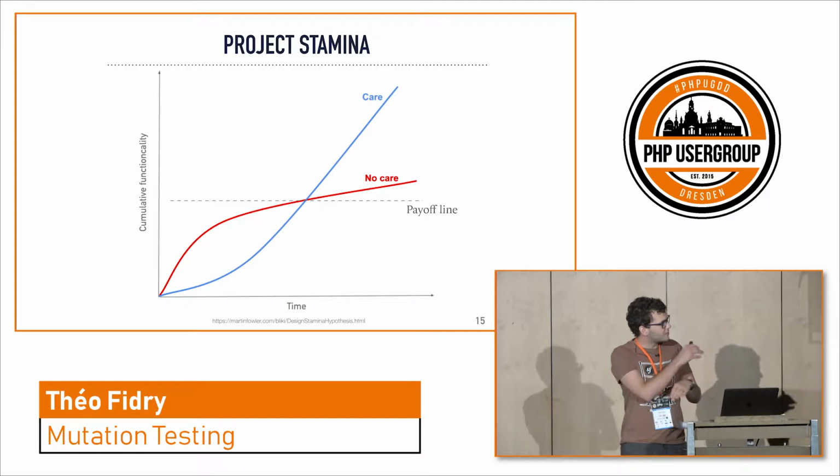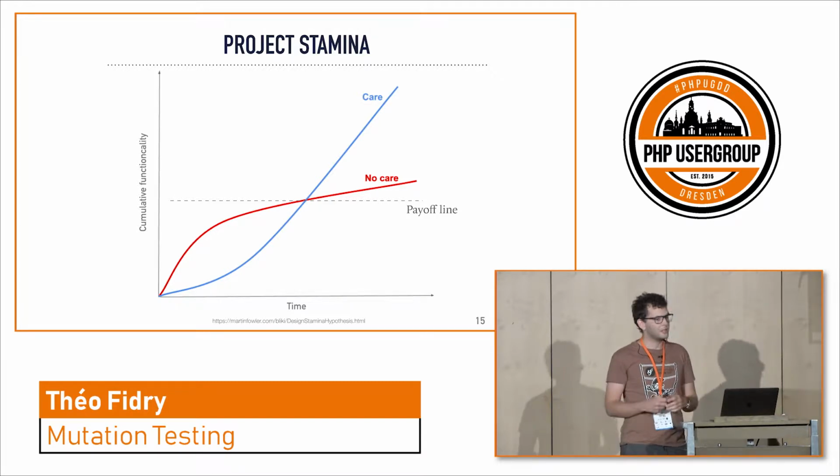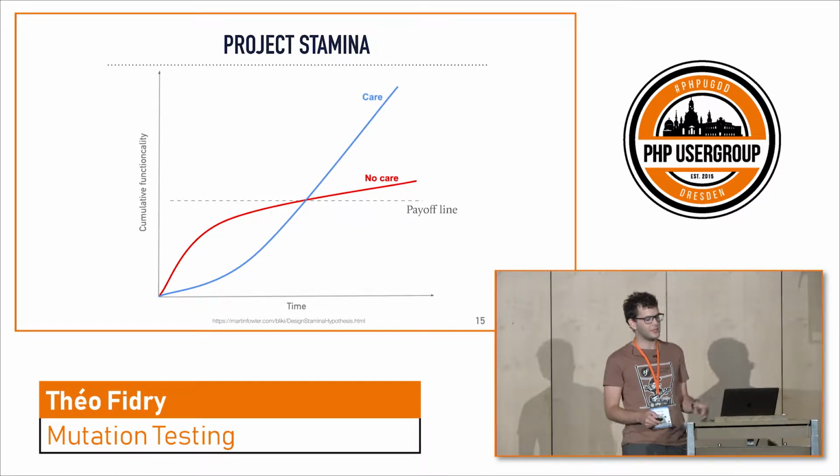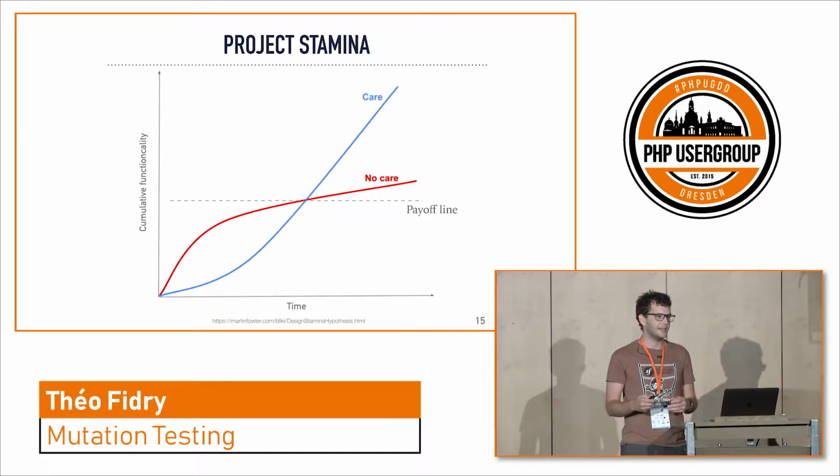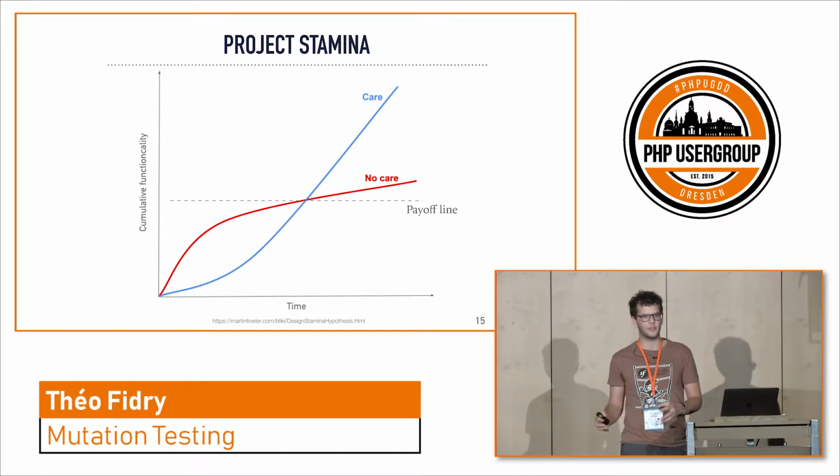And so the two curves cross at a point, the payoff line. If it was a short-lived project and you stop before that point, you're good. You're better off not caring about quality. And past that point, it's going to cost you more to not care about it. So you have the sources. We can always debate the relevance of those graphs, but intuitively it makes sense that if you do a small, quick project to get a quick result, if you don't care about quality, it's going to be faster.